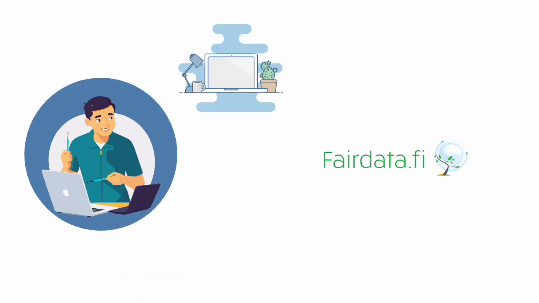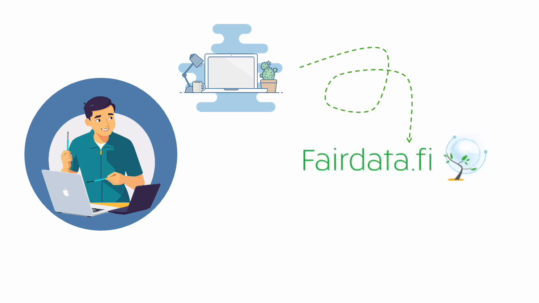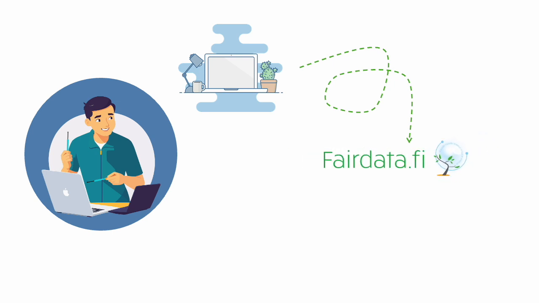Already in the early stages of his research project, John has planned publishing his research data and, together with his home organization's data support personnel, concluded that Fairdata Services is a suitable place for storing and publishing his data. John has already stored his data in the Fairdata Etsin service and knows that the publication of the data will be done by using the Fairdata Qvain tool.